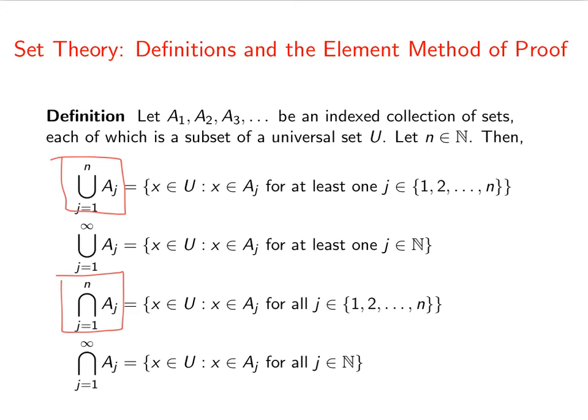A finite union is where we're going to take the collection of all x's that are in the universal set, for which x is an element of A sub j for at least one j. And the same thing for the intersection, except now the x's have to be in all of the A sub j's. The definitions are essentially the same for the infinite union and the infinite intersection. The difference, of course, is where are we taking the indexing? Now they're coming from all natural numbers.